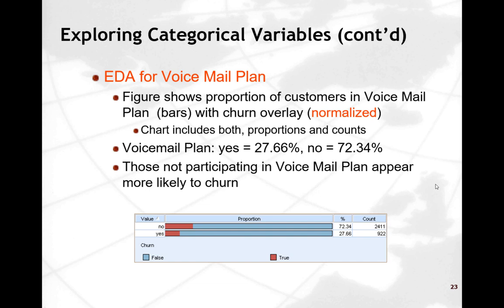You have one variable at one dimension, voicemail plan. You have churn. Both of them are binary. You have 1, 0, 1, 0. Then you can make a 2 by 2 matrix. So this is what we mean by contingency.